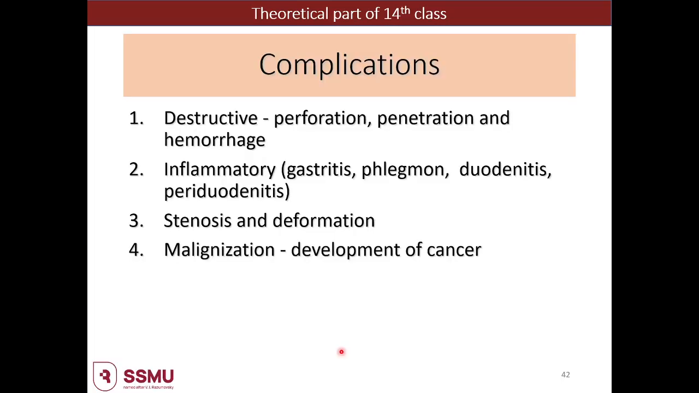One more photo. And complications. Complications of the ulcers may be divided into some groups, like destructive complications, which are associated with perforation, penetration, and hemorrhage. Hemorrhage is the simple complication which is associated with erosion of vessels in the stomach. It's simple for understanding, but it's really difficult for the patient because this bleeding sometimes may lead to death of a patient.